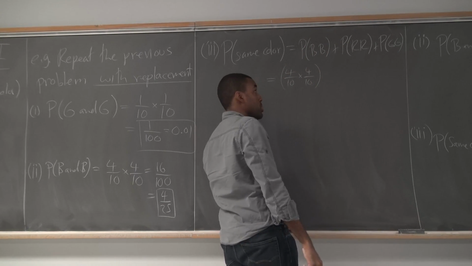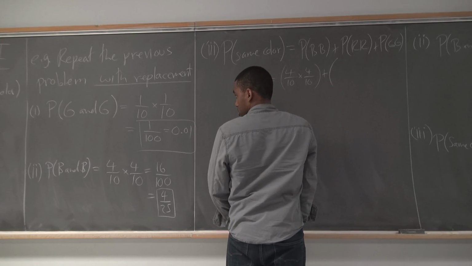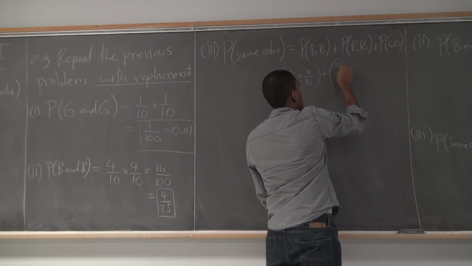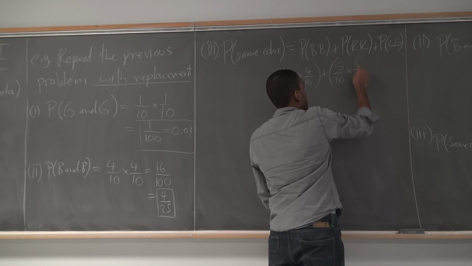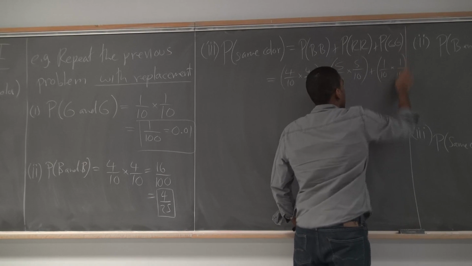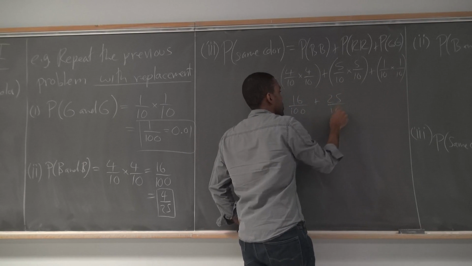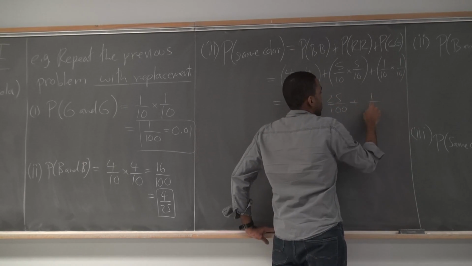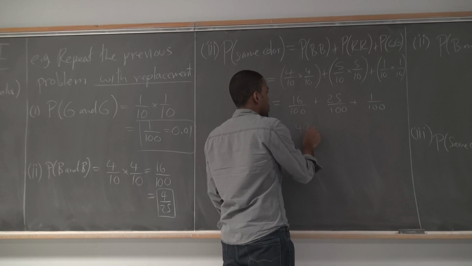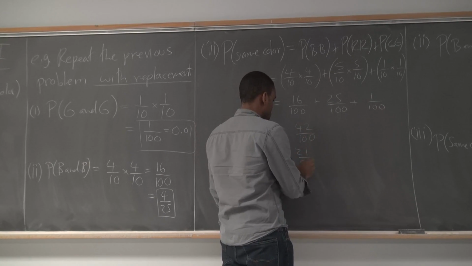It's independent, so and can be replaced with multiplication. Probability of red and red, 5 over 10 times 5 over 10, plus probability of green is 1 over 10 times 1 over 10. So this is 16 over 100 plus 25 over 100 plus 1 over 100. So what is that? 42 over 100. Divide by 2 and that goes to 21 out of 50.